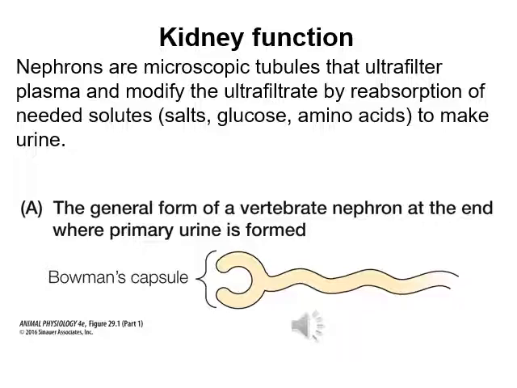This is then followed by selective reabsorption of the needed solutes, things you don't want to get rid of, like salts you want to keep, glucose, amino acids, etc. After all this modification of the ultrafiltrate takes place, what's left is called the definitive urine. So the definitive urine is what leaves the kidney and passes further down the urinary tract.